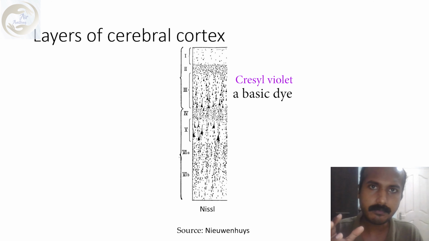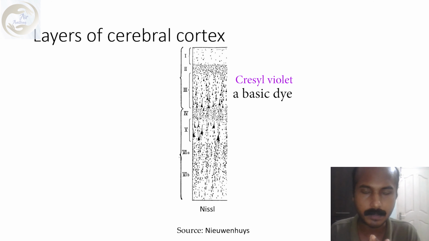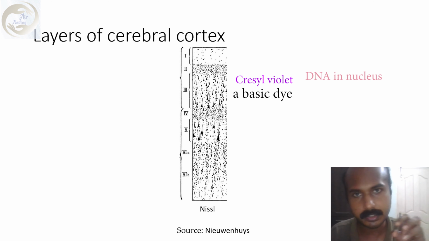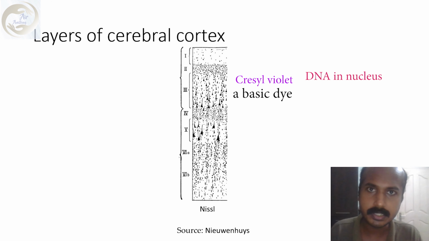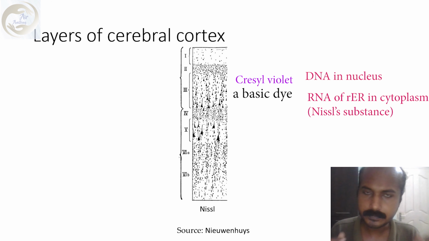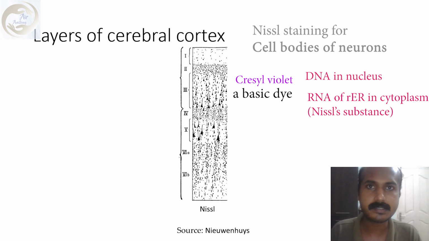So that dye will come and adhere or absorb towards acidic parts within the cell body. And the acidic compounds in the cell bodies are the DNA within the nuclei and the RNA within the cell body cytoplasm. You have the rough endoplasmic reticulum, which is called the Nissl substance, if you remember. These are the substances that will be adhered by a basic dye. So basically the Nissl staining is used to visualize the cell bodies. That's the point that I want you to remember.